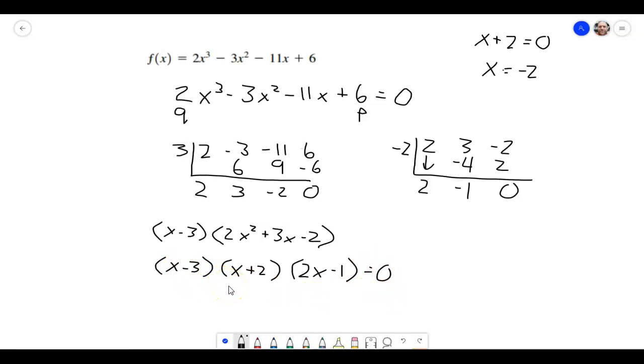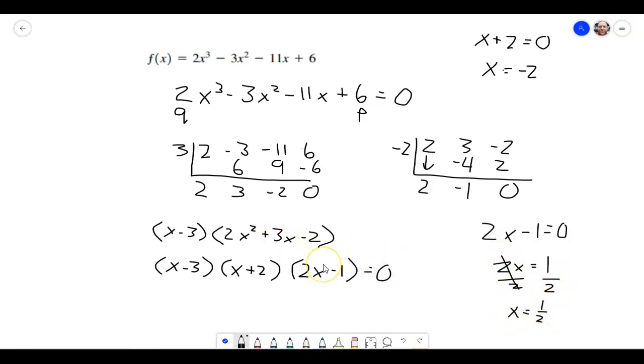We have all of our roots. We can set this last one equal to 0 just to get that last root. 2x minus 1 is equal to 0. Add 1 to both sides. 2x is equal to 1. And then divide both sides by 2. And we'll get x is equal to 1/2.